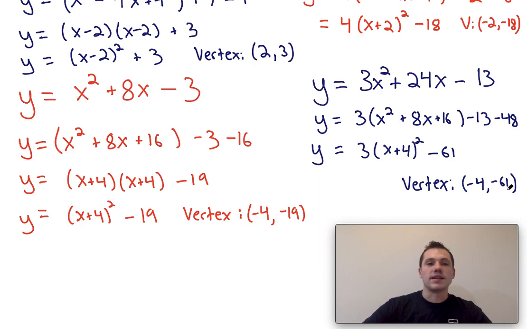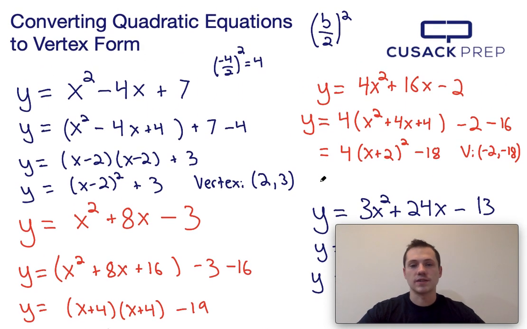And there you have it. That's four different equations converting the quadratic from standard form, ax squared plus bx plus c, into vertex form.